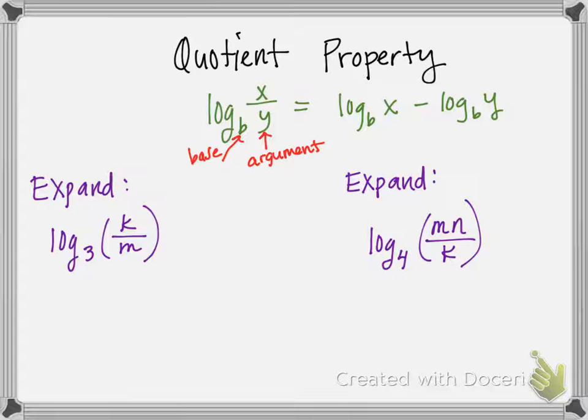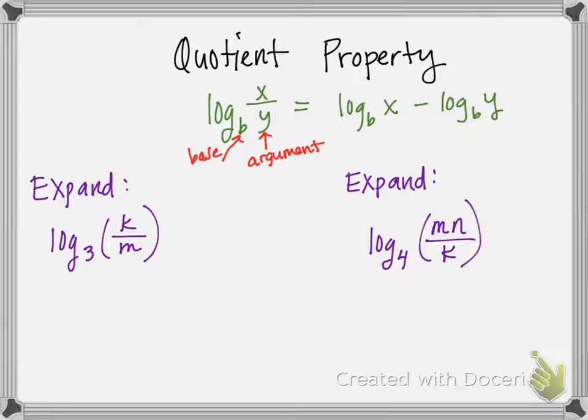In this example, we're going to use the quotient property of logs in order to expand these log expressions in purple. So the quotient property says if your argument has division, you could separate this division as two different logs. And when you separate the two logs, whatever was in the numerator is going to go first, and whatever is in the denominator will be written second. And when you separate them, you're going to be using a subtraction symbol.